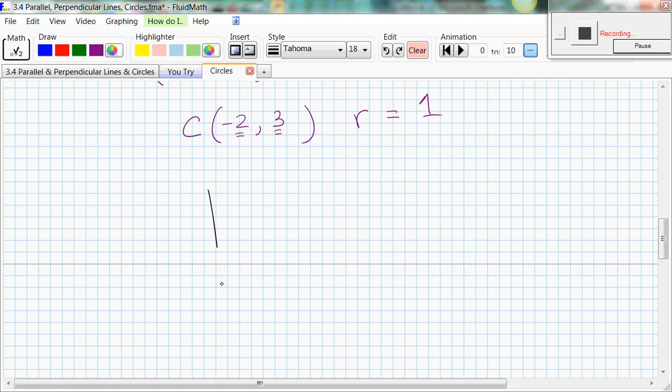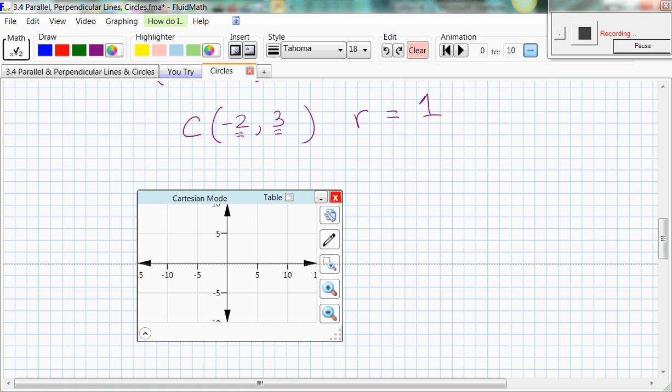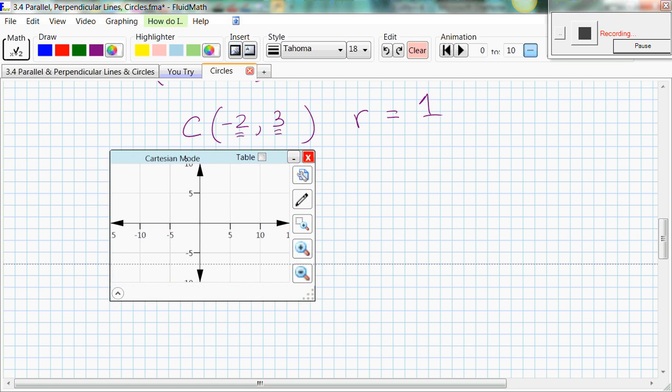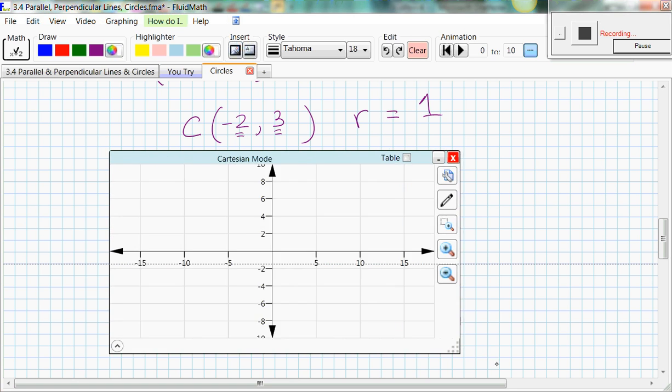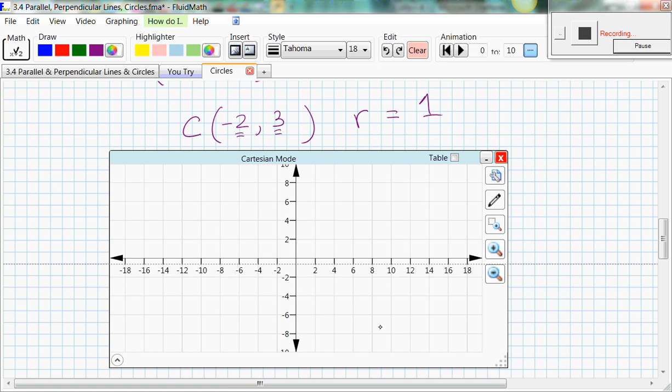So make yourself a coordinate grid. Mine's cooler than yours. Don't you wish you could do that? Okay. So what's the center? I have to do what to it?